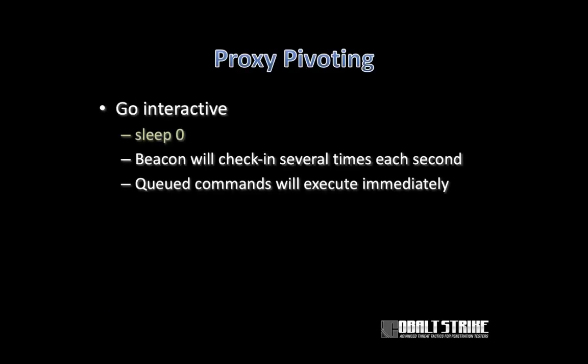When you're using your Beacon communication path as a proxy to relay traffic into your target network, it is important that your beacon is checking in as often as possible. The delay between each beacon check-in will introduce latency in your proxy pivoting traffic. To make your beacon session interactive, use the sleep 0 command in the beacon console. This will ask beacon to check in several times each second, giving you the best performance when you are doing proxy pivoting.